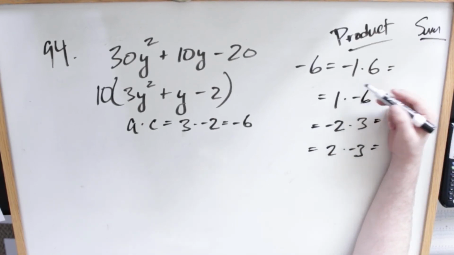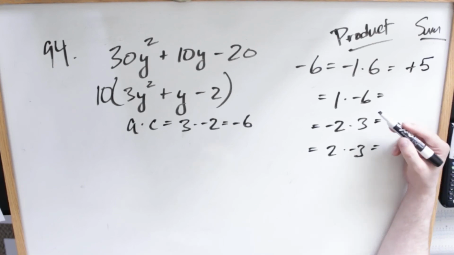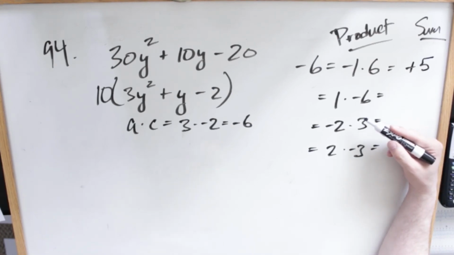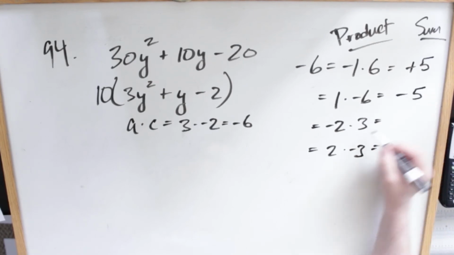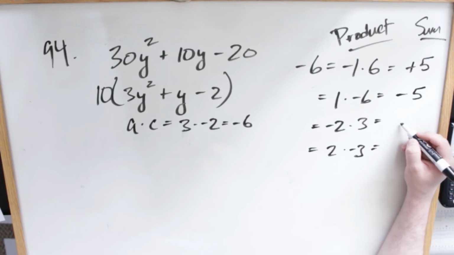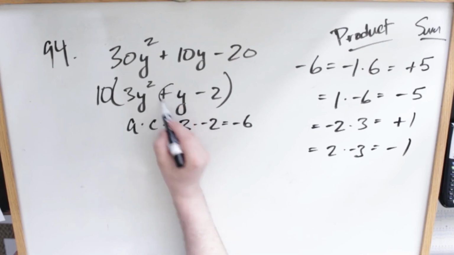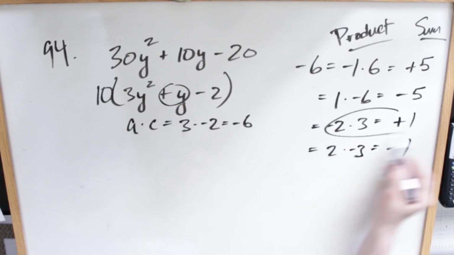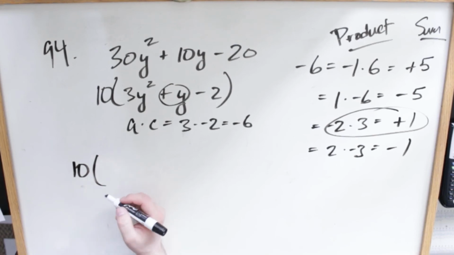6 minus 1 is a positive 5. Negative 6 plus positive 1 is a negative 5. 3 plus negative 2, I should say, is going to be a positive 1, and this is going to be a negative 1. So it looks like we got a positive 1 we're looking for. So we're going to be working with this guy. So now let's go ahead and toss it into our equation. Don't forget the 10 in front. That still has to follow along with us.